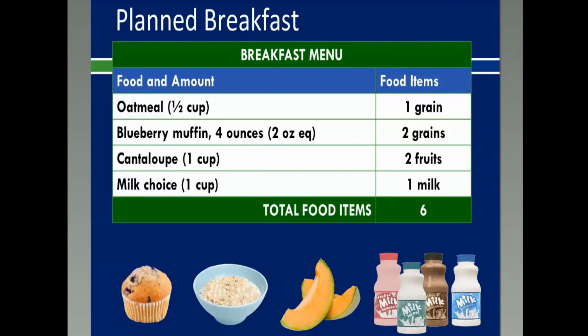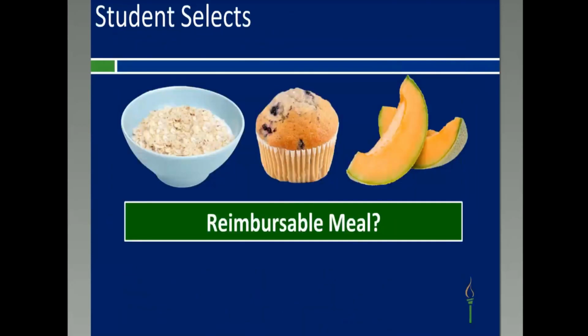Another example of a planned breakfast, we have oatmeal. Half cup serving of oatmeal is a 1 ounce equivalent grain. The blueberry muffin, again note, it is a 4-ounce muffin, but it is only 2-ounce equivalent. The cantaloupe, they're offering 1 cup, counting as 2 fruits, and their milk choice is available. So they are offering 6 total food items at breakfast.